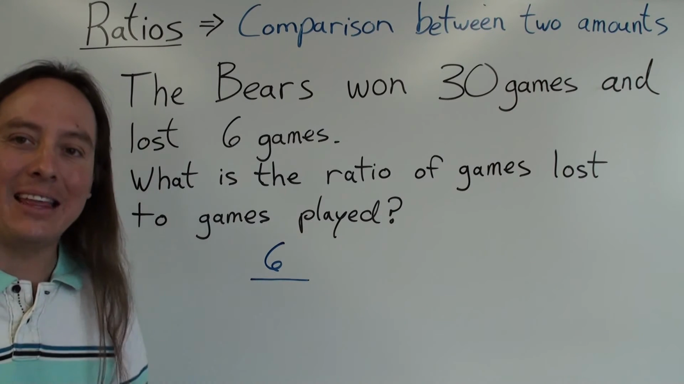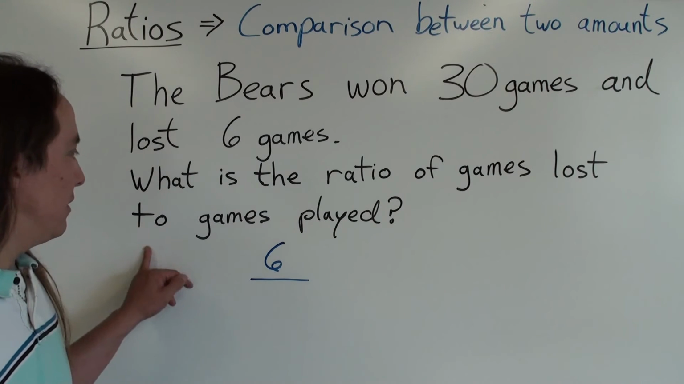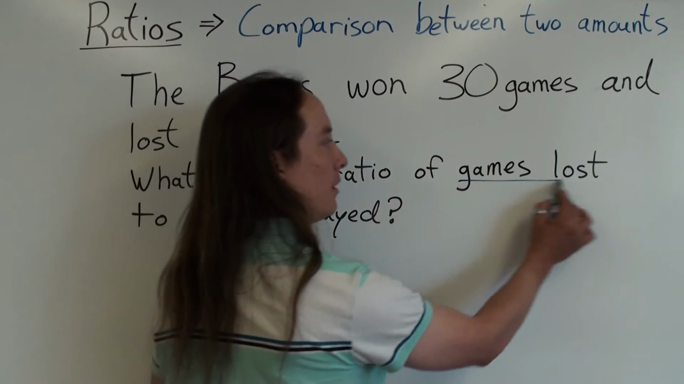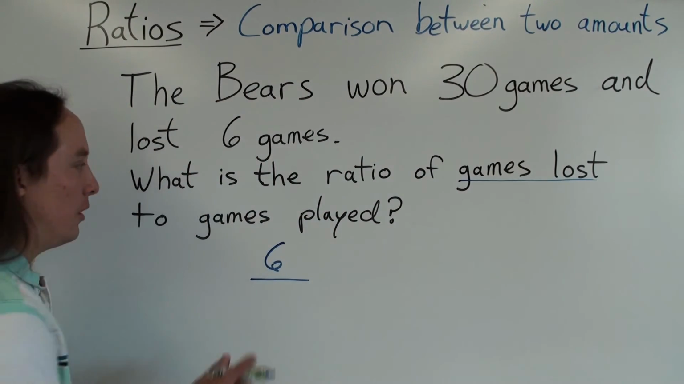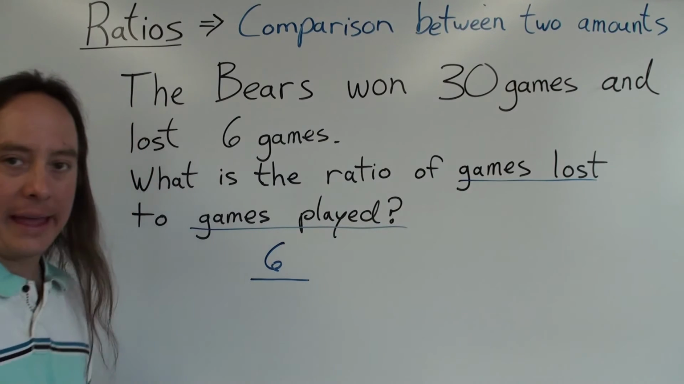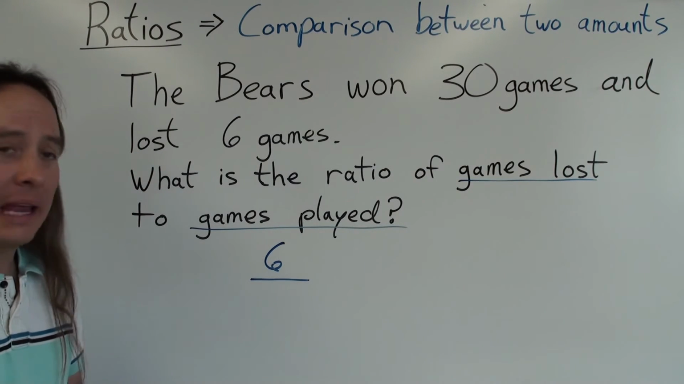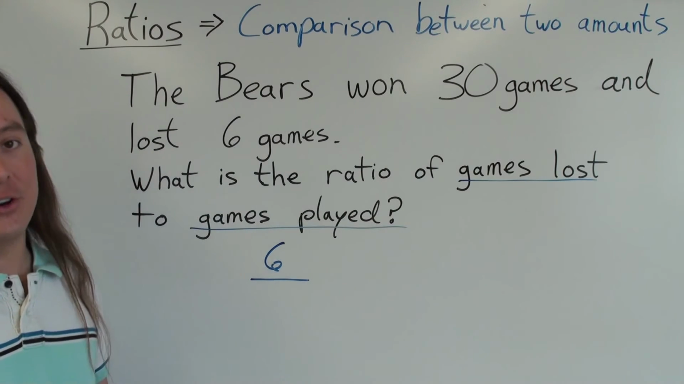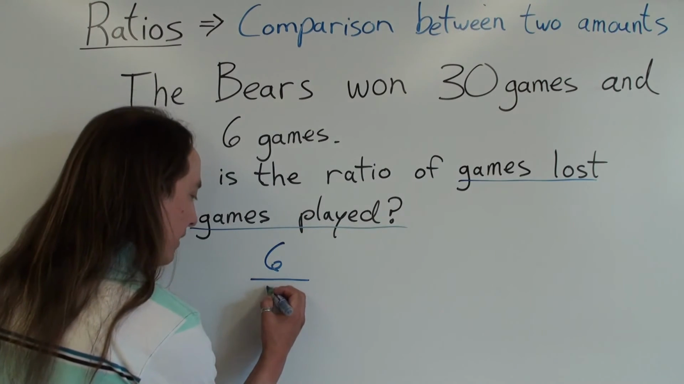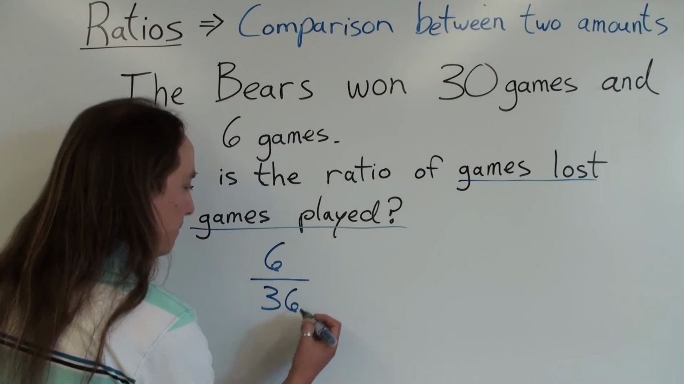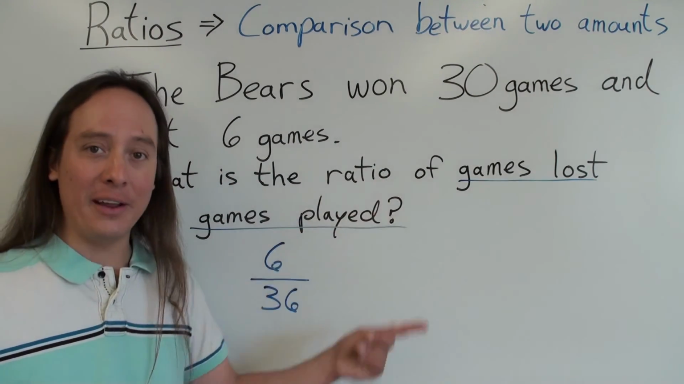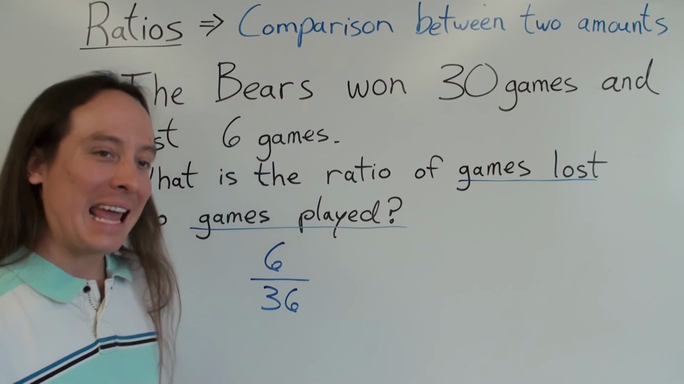Now, what was the second thing that was asked? The games played. So games lost was the first thing they asked for, and this is the second thing they asked for. How many games did they play? Now be careful, it's not 30. It's actually 36, because they lost 6 and they won 30, so that means they played 36 games.